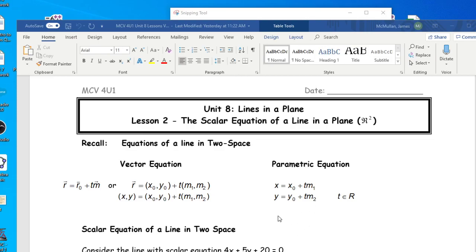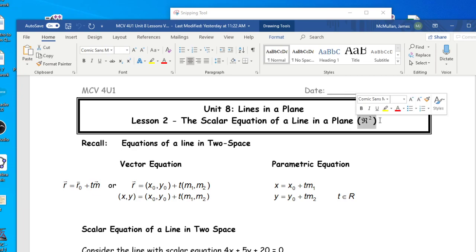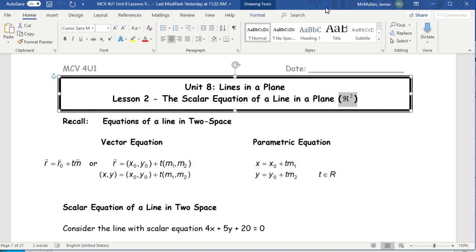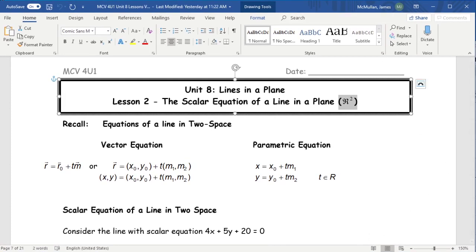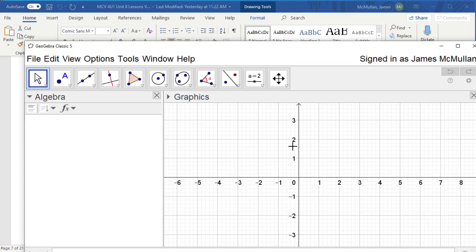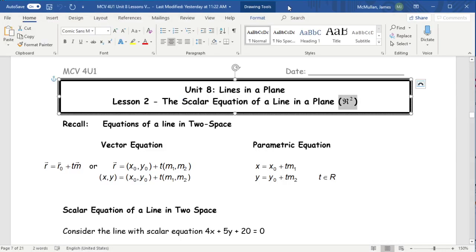The second lesson for Unit 8 is the scalar equation of a line in 2D, when the plane is given. So again, we're thinking of this as a 2D or two-space problem. Not particularly because you don't know how to do what's on here, but so that in the move to 3D, a few concepts become easier to understand.